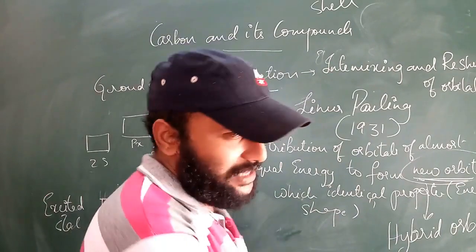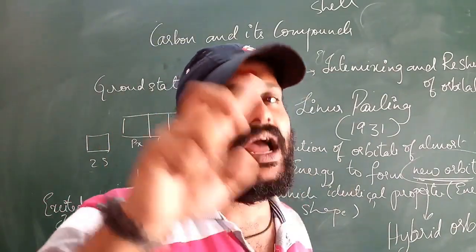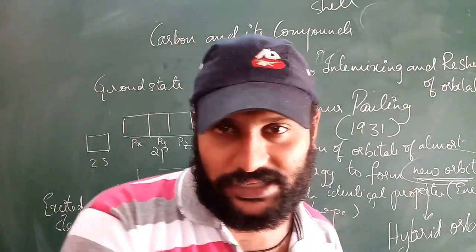Let's see one example. There are three types of hybridization: sp3 hybridization, sp2 hybridization and sp hybridization. Let's see them one by one.